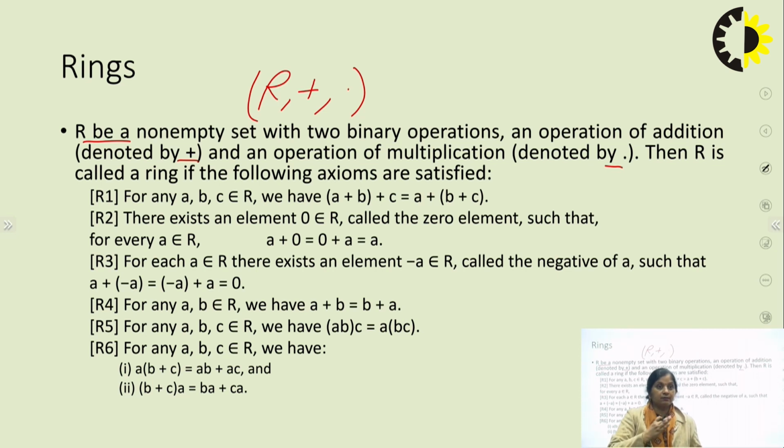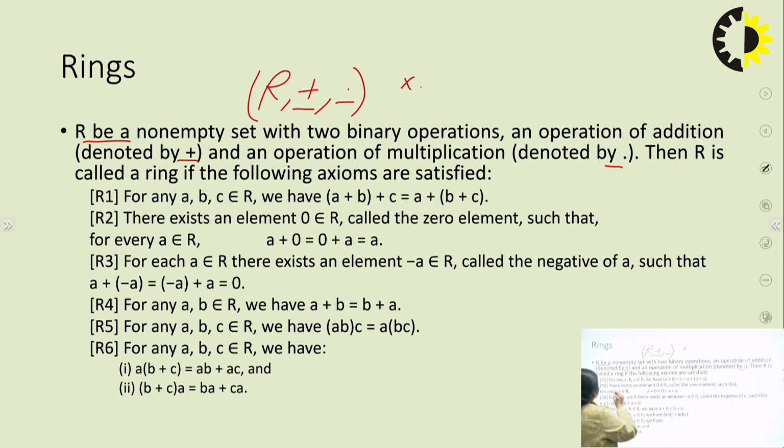Now when will this set R with these two operations form a ring? These are the axioms that should be satisfied by the set to form the ring. We are given two types of operations. One we represent with addition, that is the plus sign, and another we represent with multiplication. We can use this notation or simply this notation. So what are the axioms that should be satisfied by the set and the binary operations to form the ring? We have listed here 6 properties.